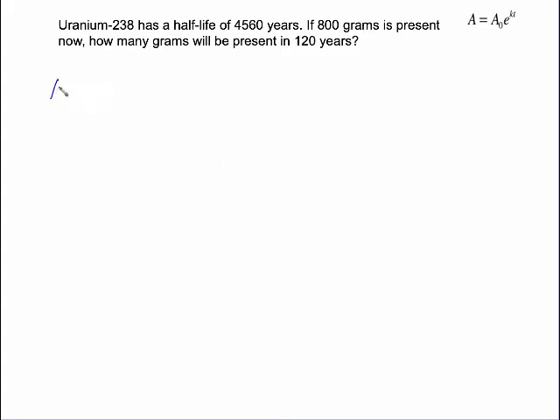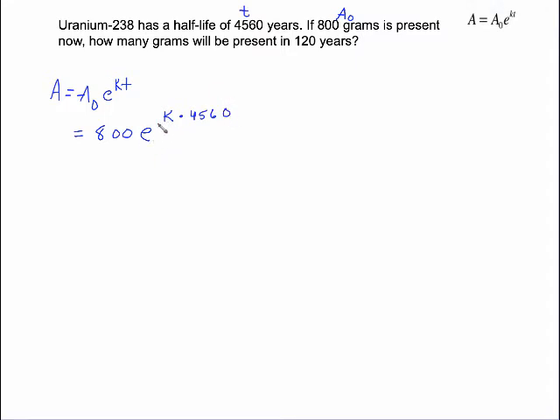We're still going to use our formula, A equals A sub 0 e to the kt, and we're going to plug in what we know. We know the half-life is 4,560 years. That's our t. 800 grams is present now. That's our A sub 0. So we've got A sub 0, which is 800, e to the k, which I don't know, times 4,560. Now, it looks like we don't have enough information.